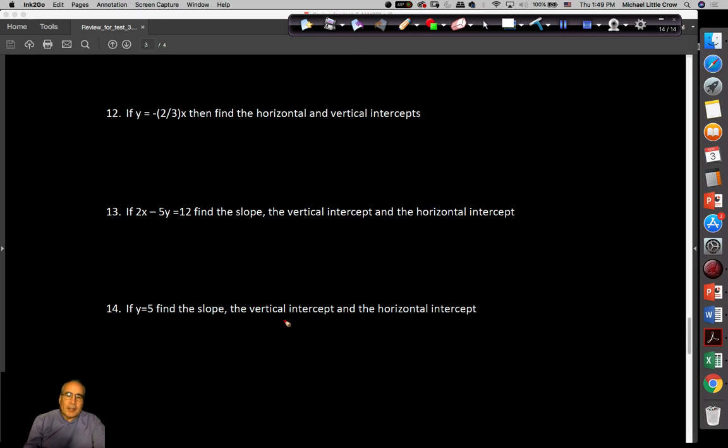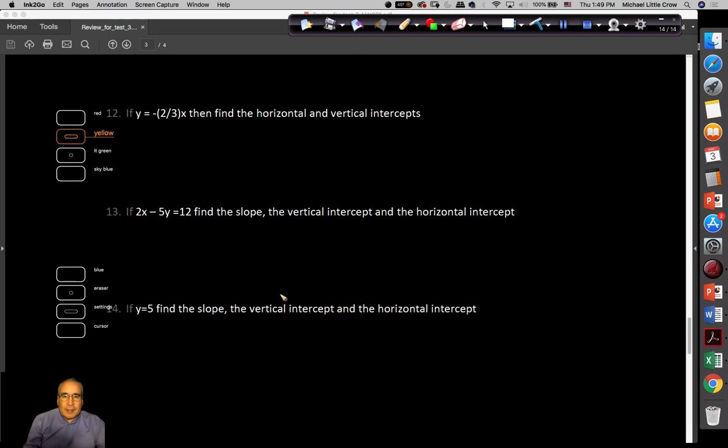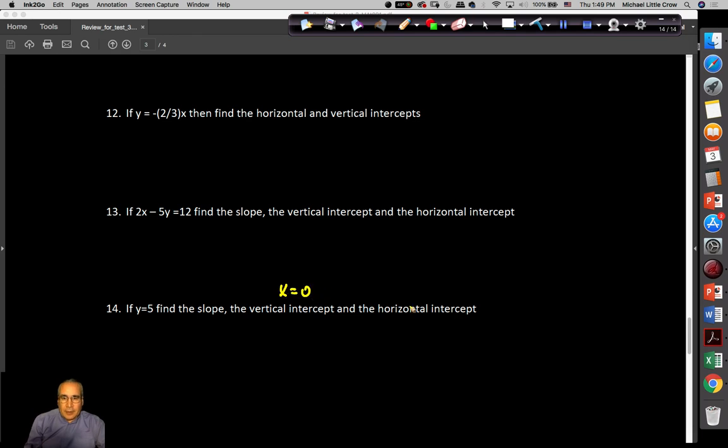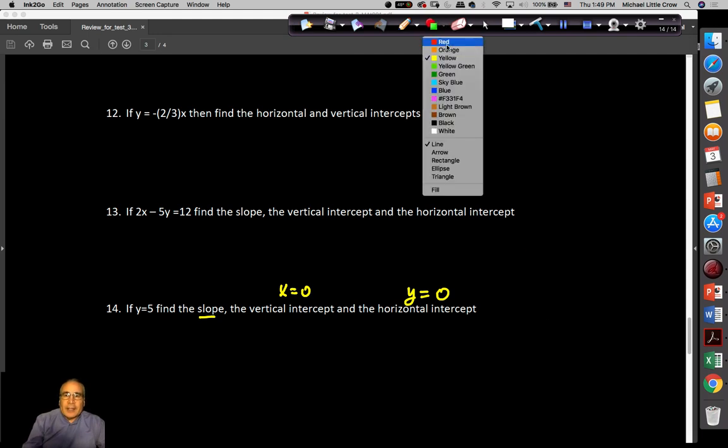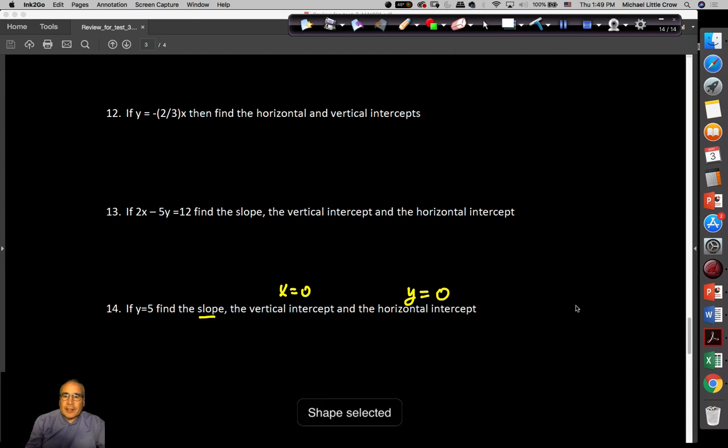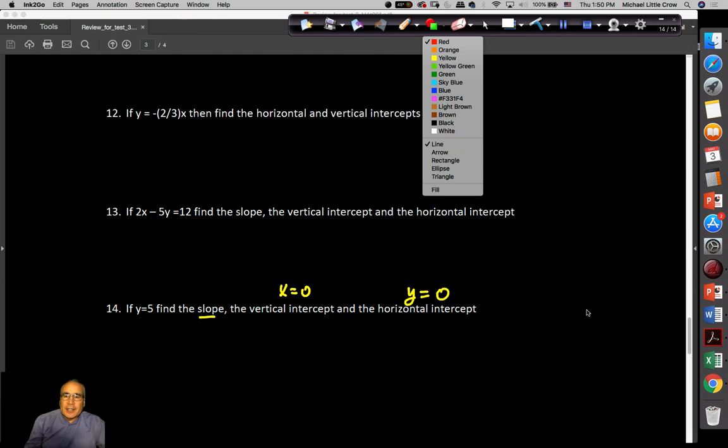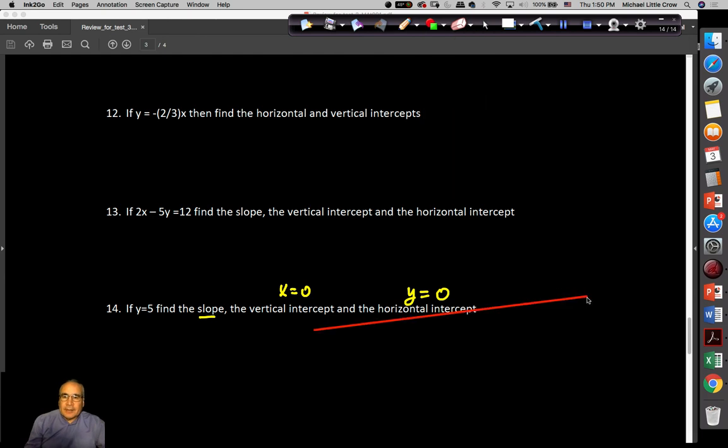Again, remember that vertical intercept means x equals 0. Horizontal intercept means y equals 0. And slope is a slope. But for this particular question, y equals 5, we want to understand what kind of a line that is. And I'm going to remind you that this is one of our extreme value lines.